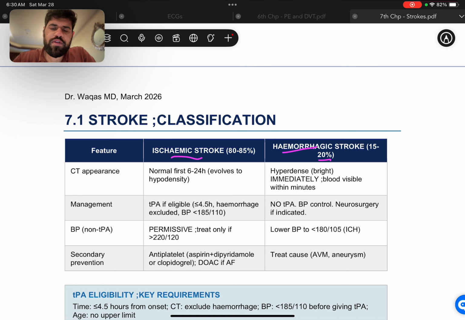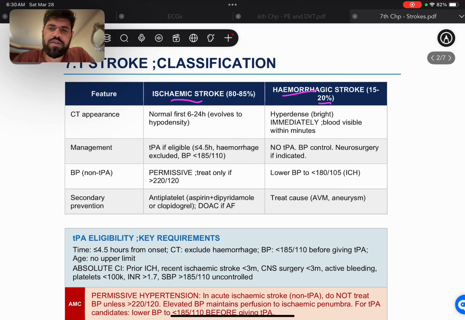Alright, so to start off, ischemic strokes are more common. They're seen in 80 to 85% of the cases, whereas hemorrhagic strokes are seen in just 15 to 20% of the cases. And remember that it is highly dependent on the symptoms plus the history that the patient has.